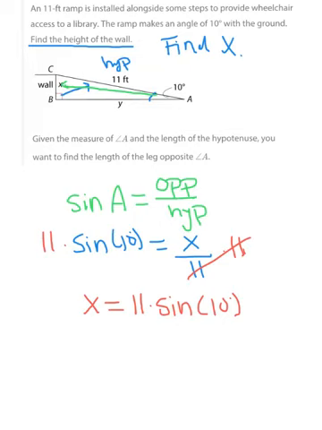And I'm just going to simply plug this into my calculator. I have 11 times sine of 10. And so once I plugged it in, I came up with the wall, or x in other words, is 1.9 feet high.